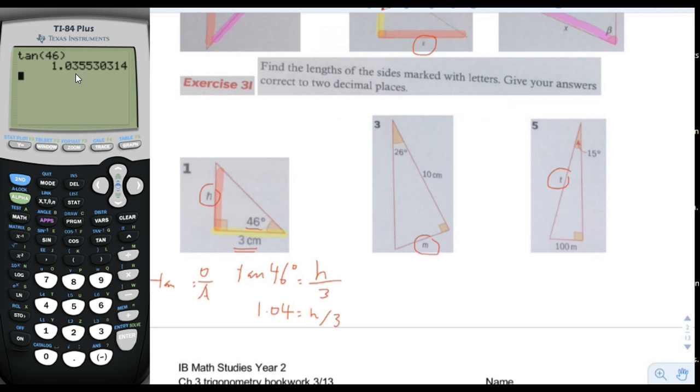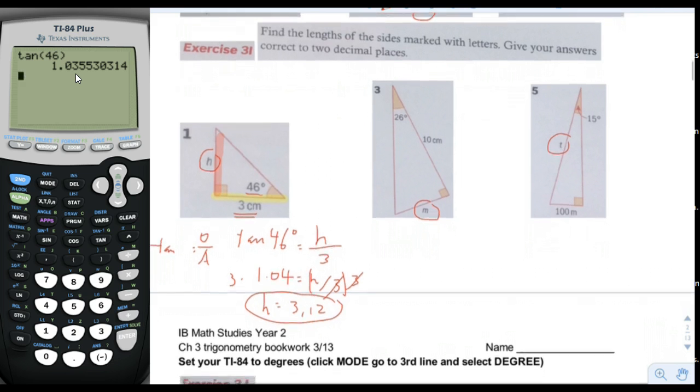Now how do we complete the algebra here and actually figure out what h is? Well, we're going to multiply both sides by 3. If we multiply both sides by 3, the 3's cancel out. 3 times 1.04 is 3.12. So h is equal to 3.12. All right. Now, next one.